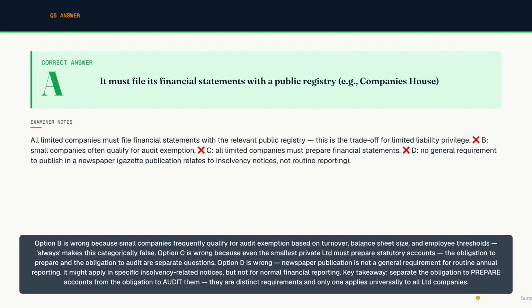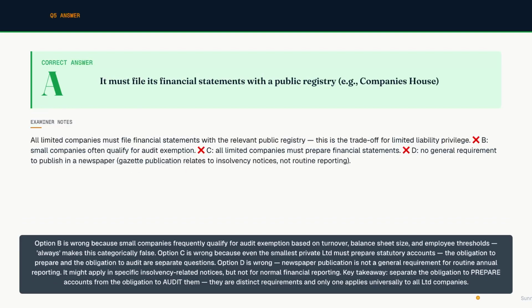Option B is wrong because small companies frequently qualify for audit exemption based on turnover, balance sheet size, and employee thresholds. Always makes this categorically false. Option C is wrong because even the smallest private Ltd must prepare statutory accounts. The obligation to prepare and the obligation to audit are separate questions.